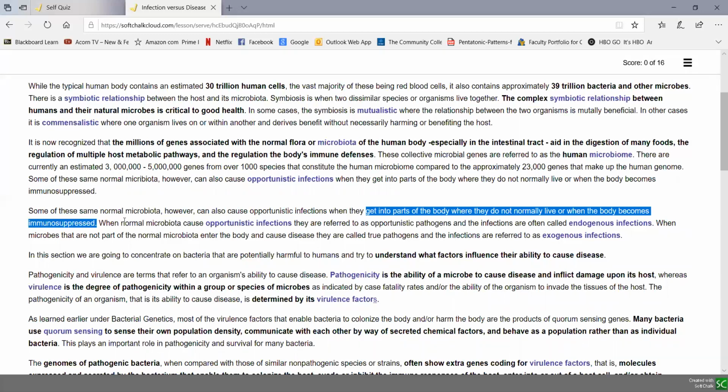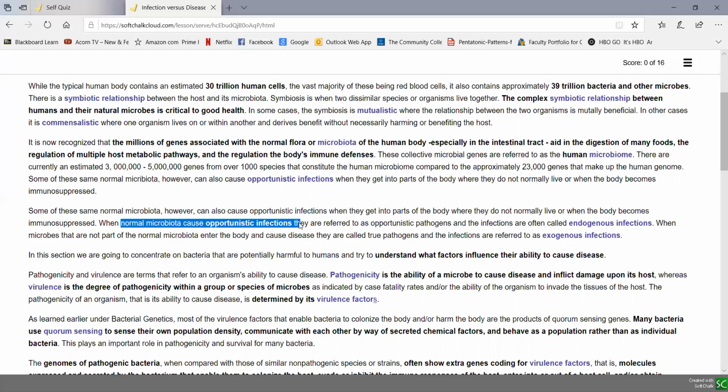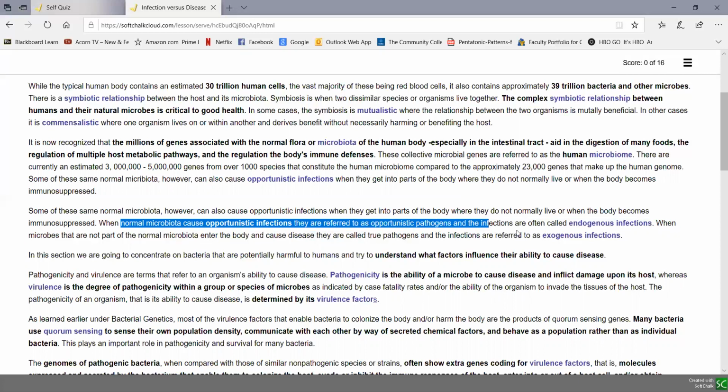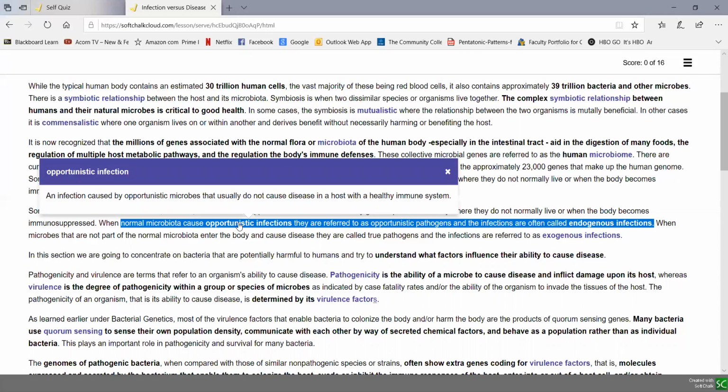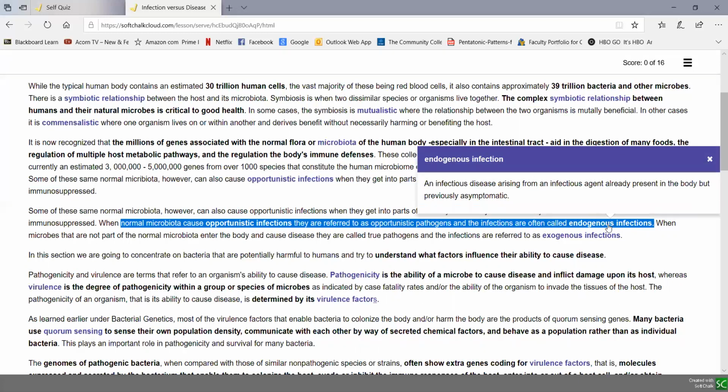So when normal microbiota cause opportunistic infections, they're referred to as opportunistic pathogens. And the infections are often called endogenous infections. So again, an opportunistic infection, as we just mentioned, is an infection caused by opportunistic microbes that usually don't cause harm in a host with a healthy immune system. And these are often called endogenous infections.